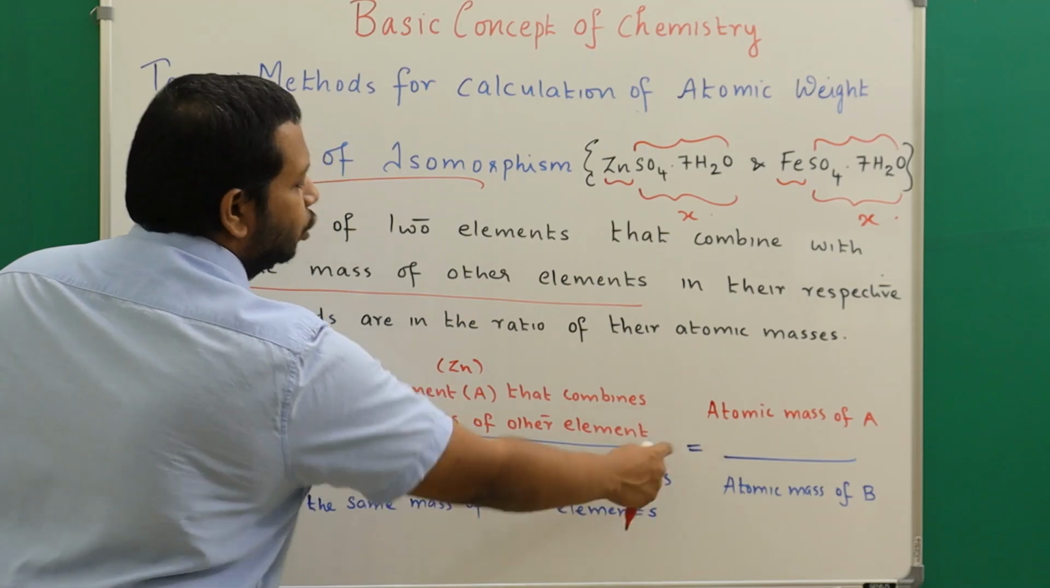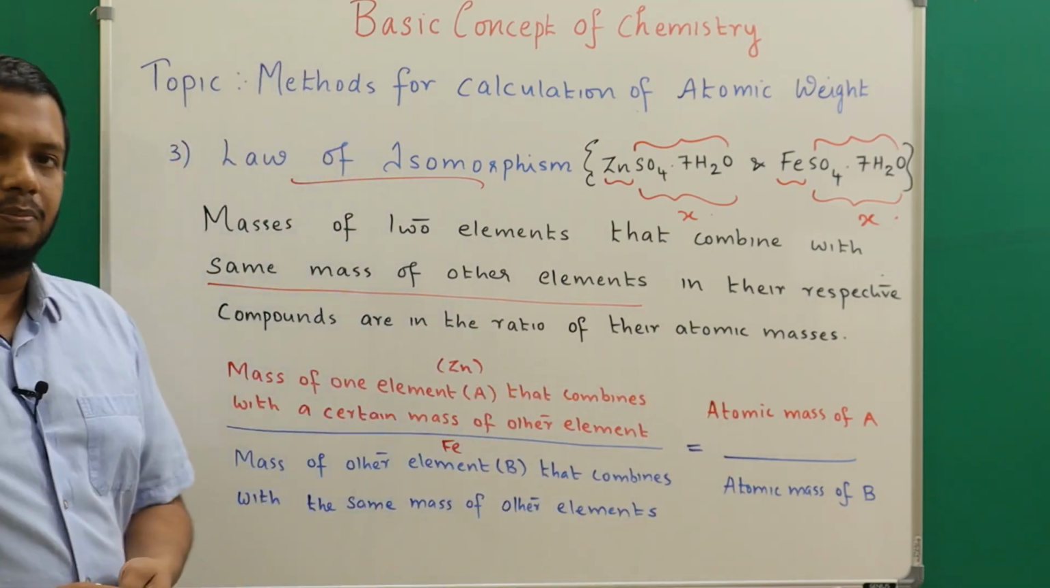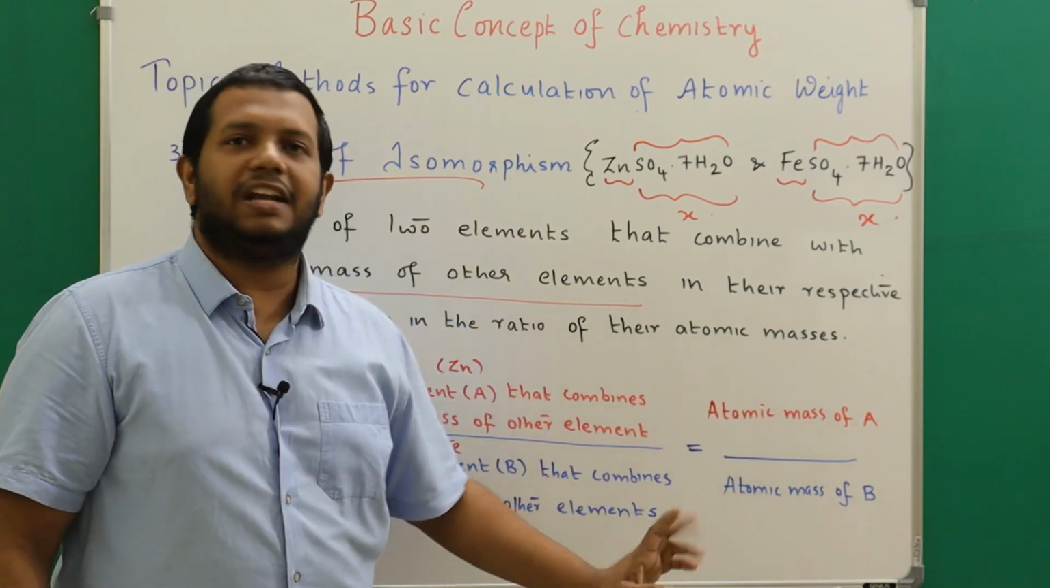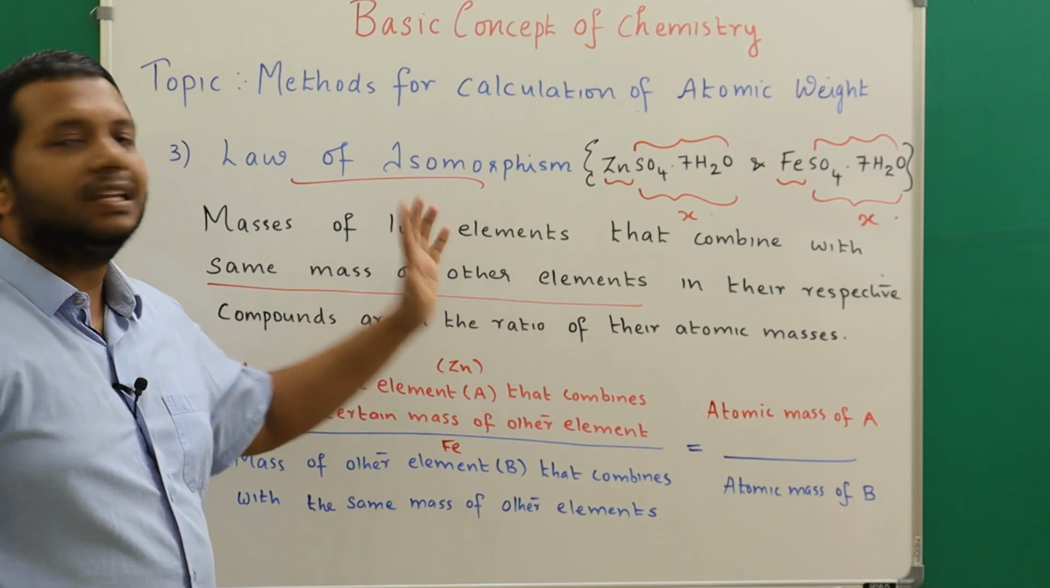If I take the ratio of these two, this will be in the ratio of their atomic masses, that is atomic mass of A divided by atomic mass of B. So I hope you got a slight idea regarding this.